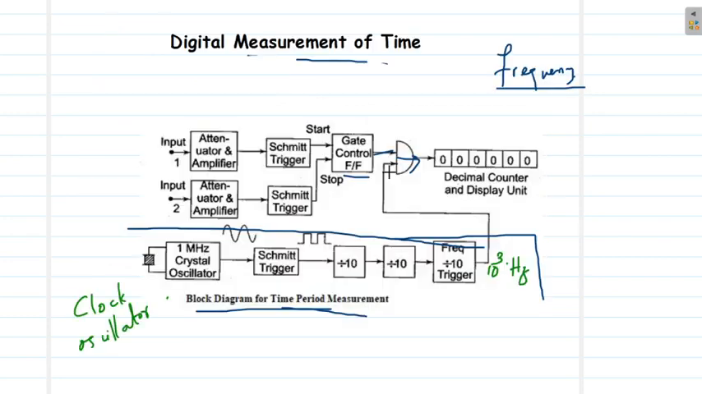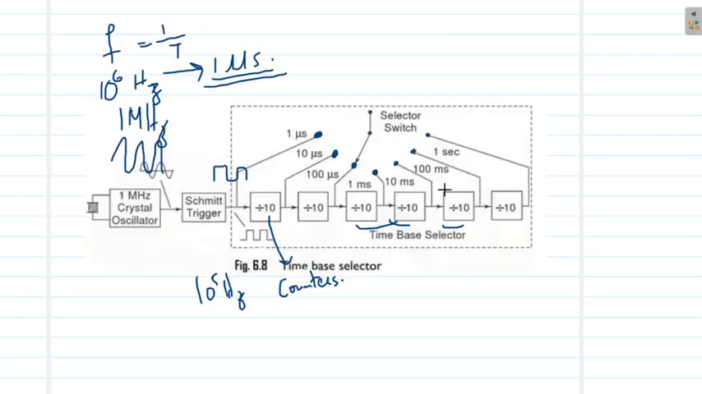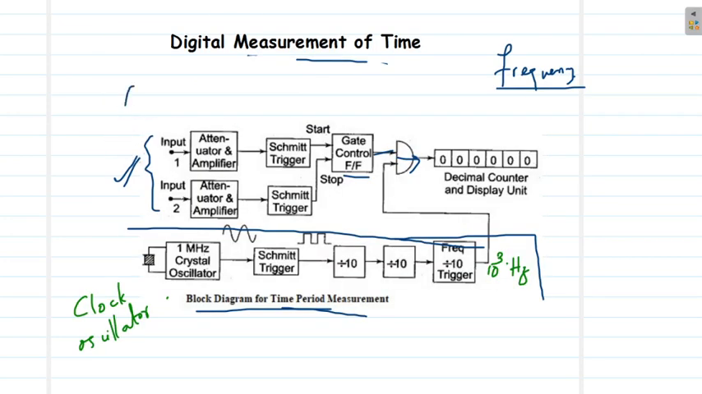And depending on the range of the time period that you want to measure, you can use the time-based selector, switch to corresponding values, and take the corresponding output. For example, if you want to measure a signal of very low time period, then you should keep this time-based selector at very low ranges. Just like you do in the case of multimeters, the ranges should be adjusted properly to match the frequency and time period of the input signal.